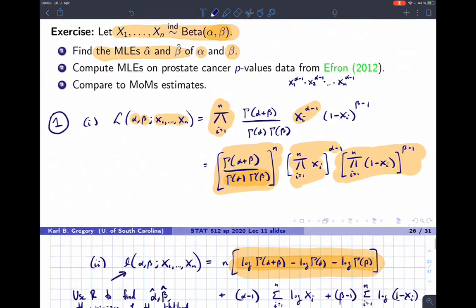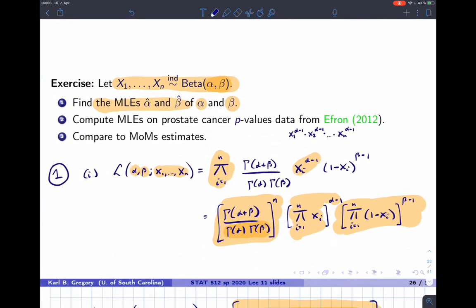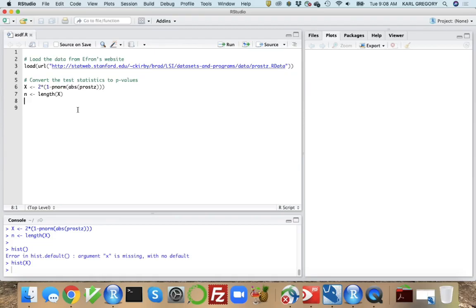Okay. What we're also going to do in R is find the MLEs on a specific data set that we looked at before, I think, when we were doing method of moments. And I also want to make some comparison between the maximum likelihood estimators and the method of moments estimators on this particular data set. We're going to read in some data that we looked at before when we computed the method of moments estimators for the beta distribution.